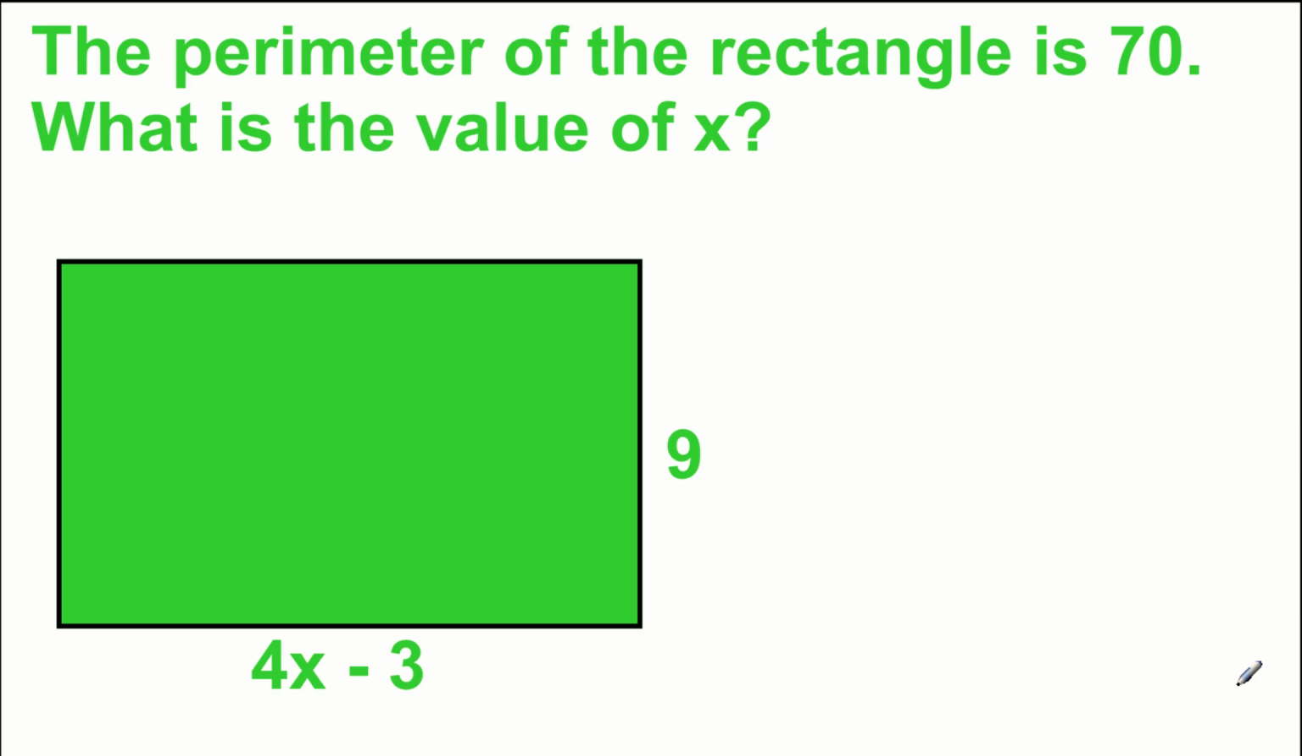Quietly raising your hand. 7.25 is correct. Just like the triangle, you add up your sides. So we got 4x minus 3 plus 9. You just got to remember there's 4 sides, so we got to fill in the blanks. So we got another 4x minus 3 and another plus 9. All that would equal 70. So that'd be our equation.